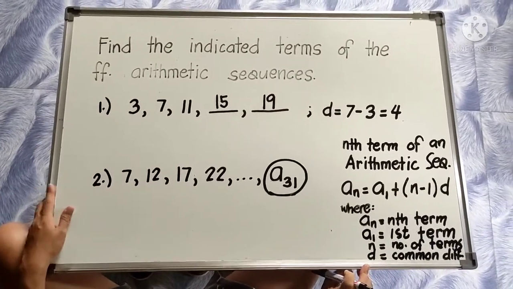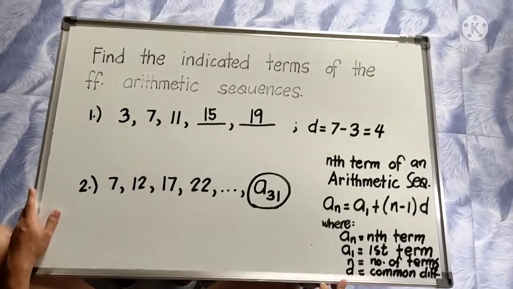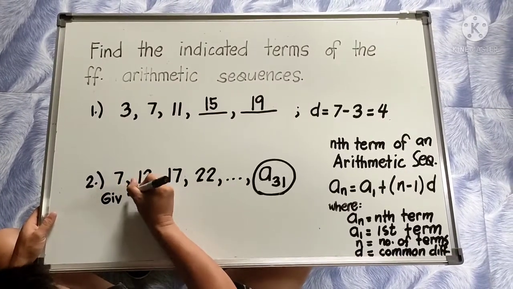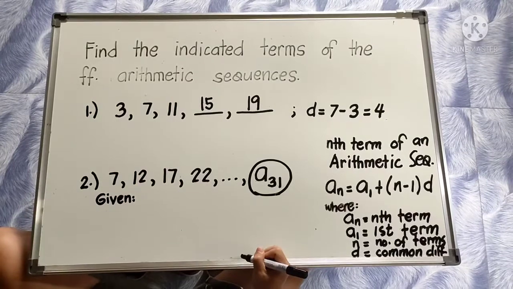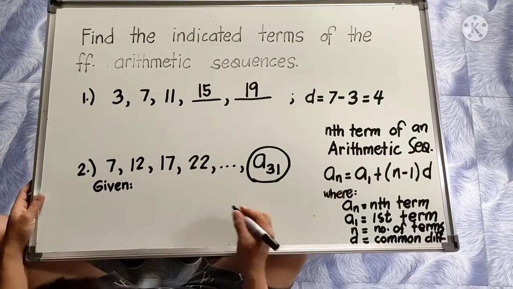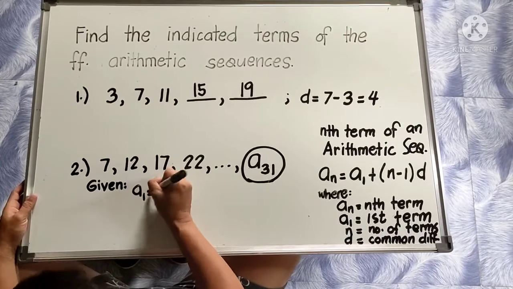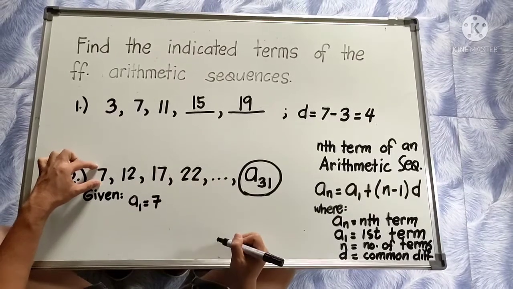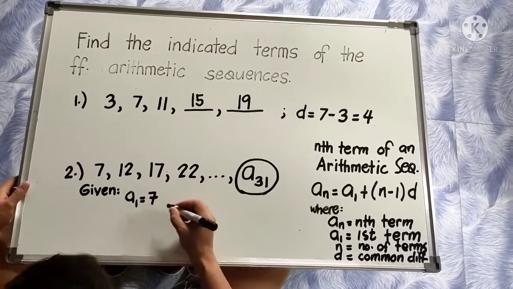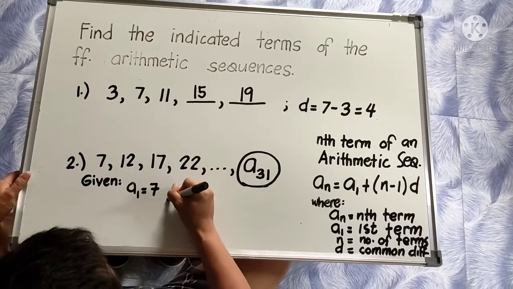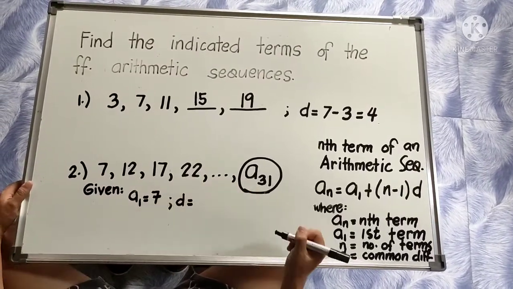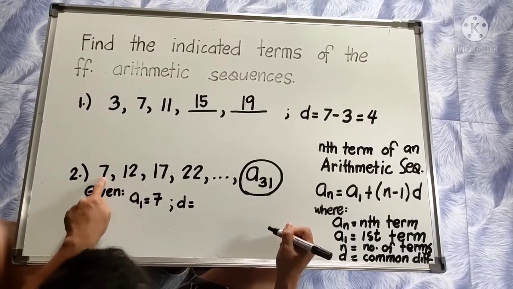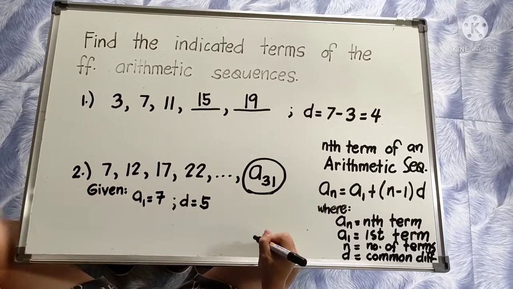Now, let's go back to the given. You identify first the given. You list down the given so that you will be guided. So, what are the given? What is our a sub 1? Your a sub 1, your first term, is equal to 7. Then, what is our d? To get d, just choose any two consecutive terms. 12 minus 7 is equal to 5. So, that is your d.